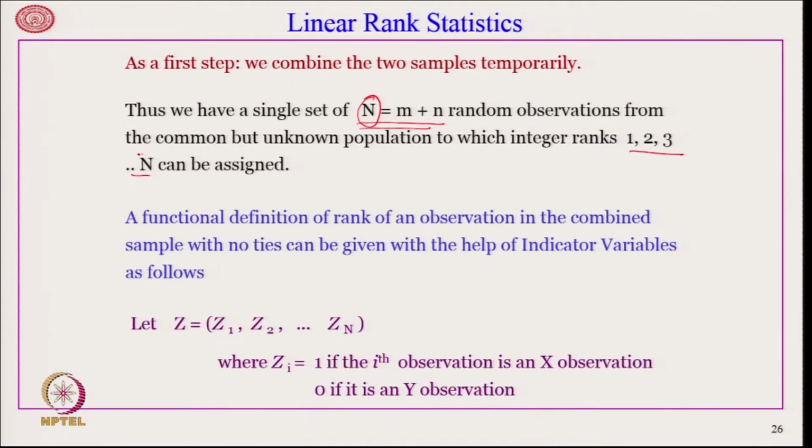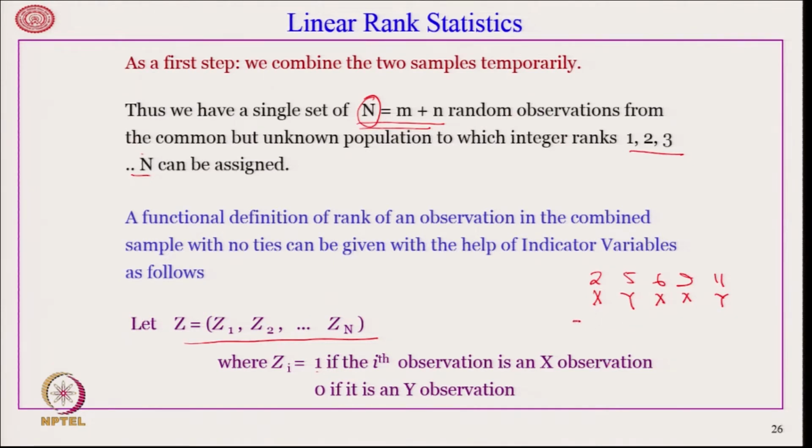A functional definition of rank of an observation in the combined sample with no ties can be given with the help of an indicator variable. So, let z is equal to z 1, z 2, up to z N be a vector of indicator variables, where z i is equal to 1 if the ith observation is an x observation and 0 if it is a y observation. Say for example, suppose my observations are 2, 5, 6, 9 and 11, where these are x and these two are y.